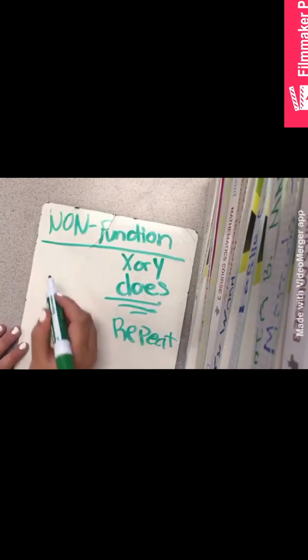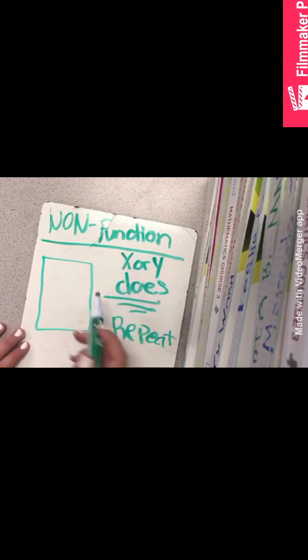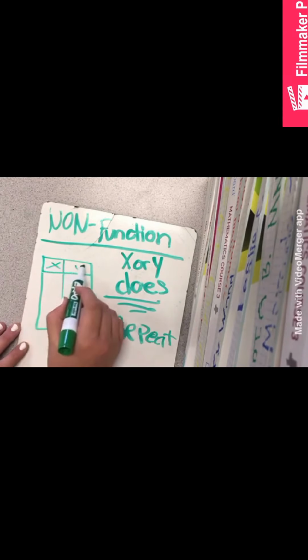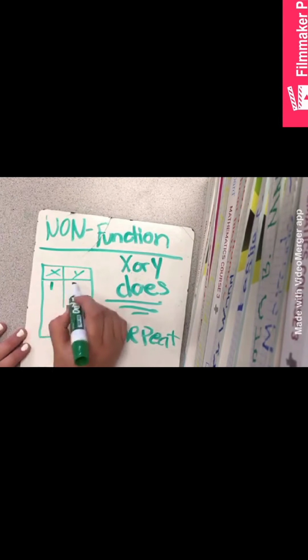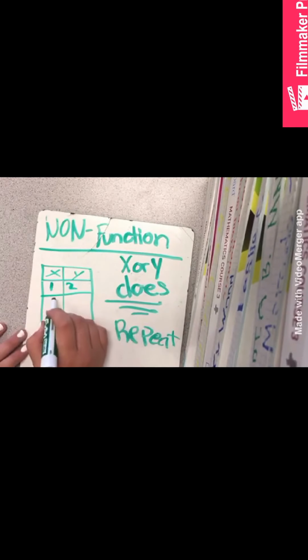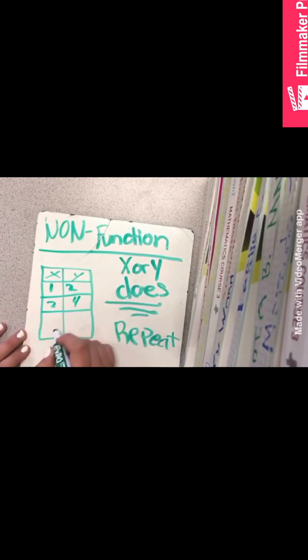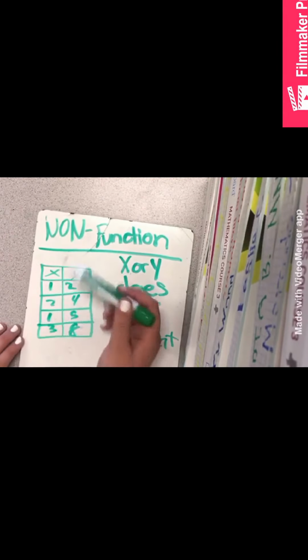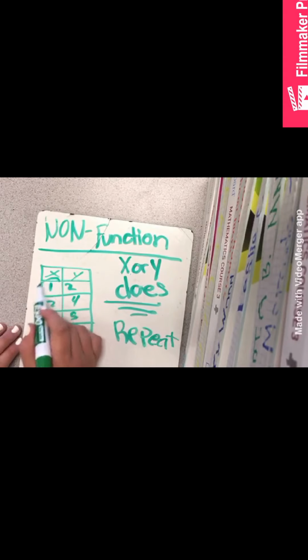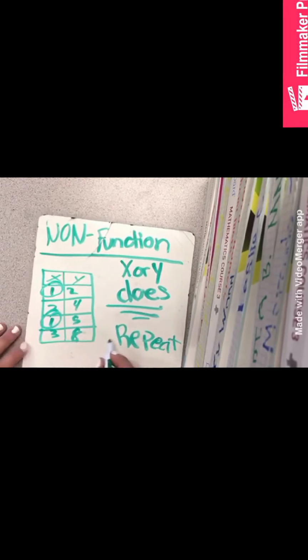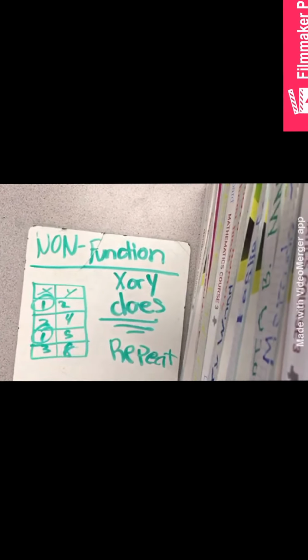A non-function is when x or y does repeat. For example, the y across the x-axis, it's where 1 repeated, so that makes it a non-function.